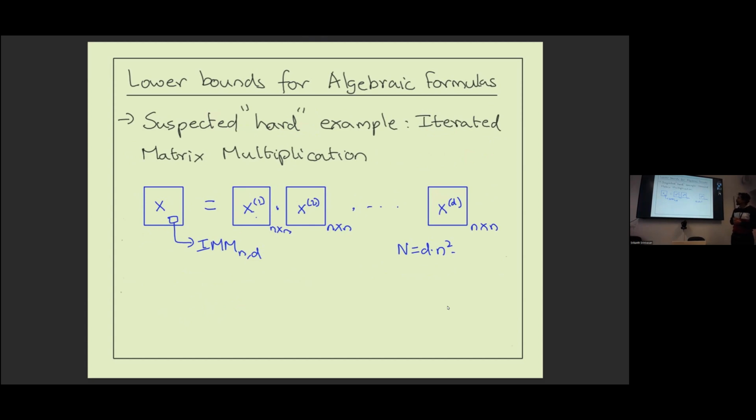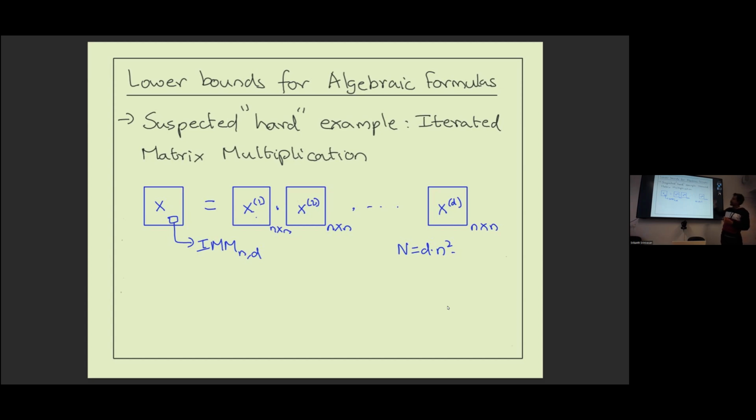This is a very simple polynomial, and this is what we're going to be studying. The basic setup is the following. The underlying variable set of the polynomial is a set of D matrices, each of them n by n. You should think of each entry of each of these matrices as a fresh variable.